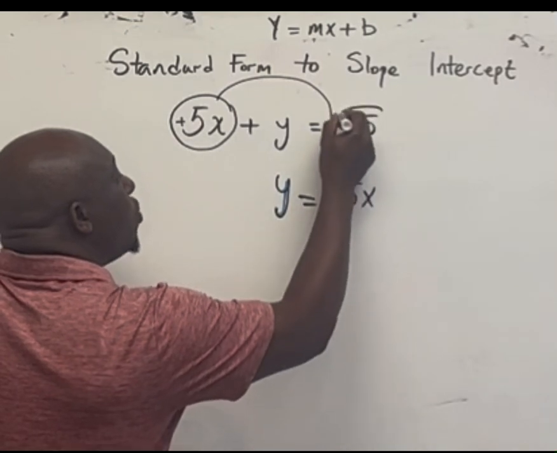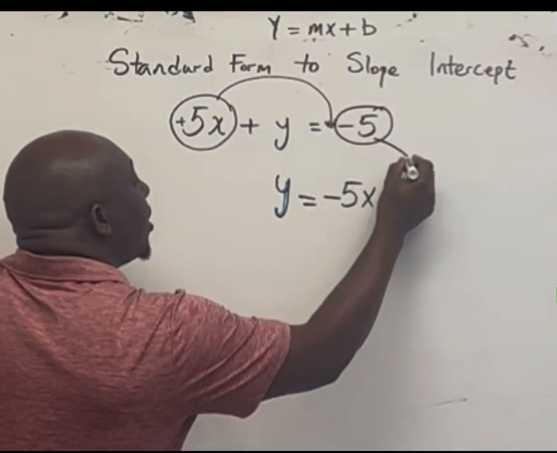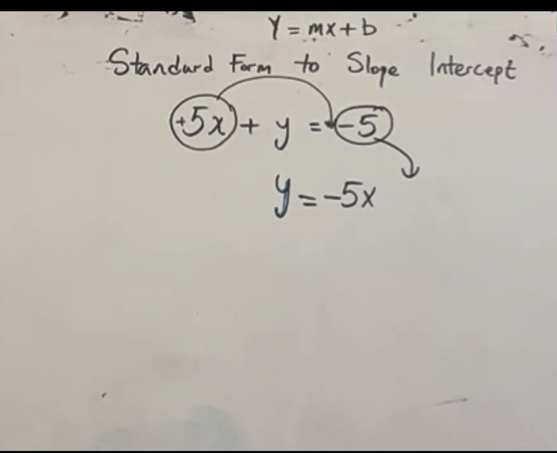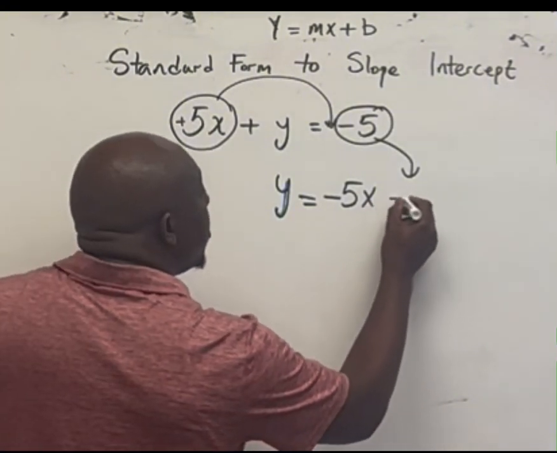And what do you do with this? You drop it down. I know it's negative 5, but we're going to write it as what? Minus 5. Isn't it the same thing?